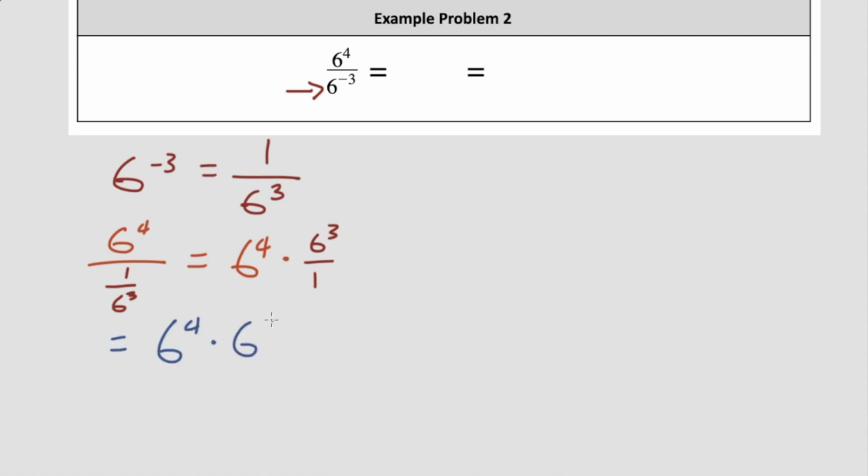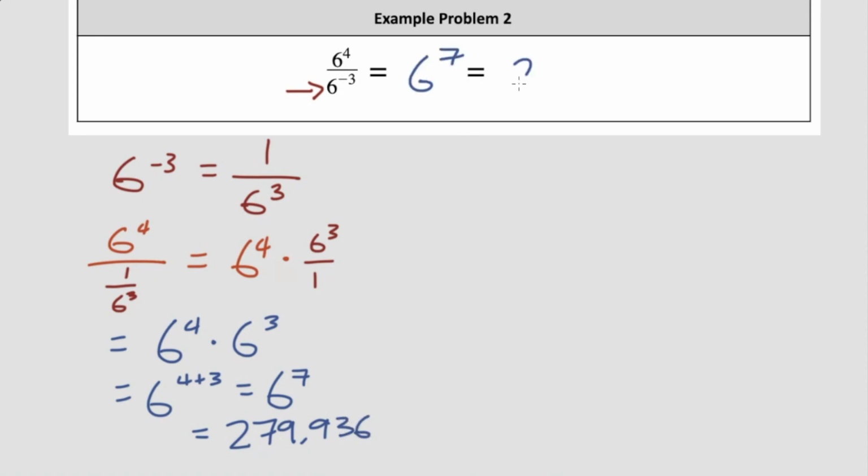We know that we can use the product rule here because the base of 6 is the same. So we're simply going to add the exponents together. 4 plus 3 is equal to 7. So 6 to the power of 7 is equal to 279,936.